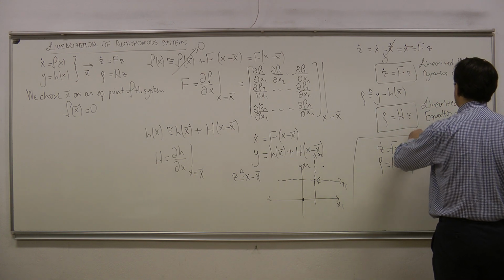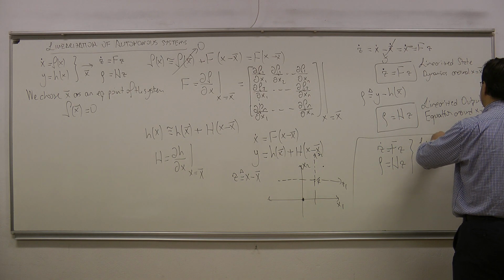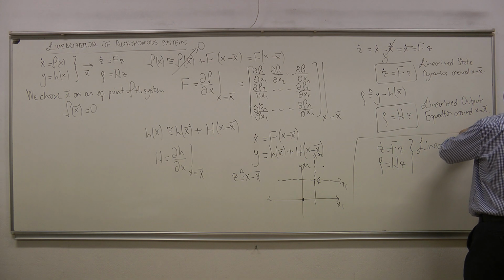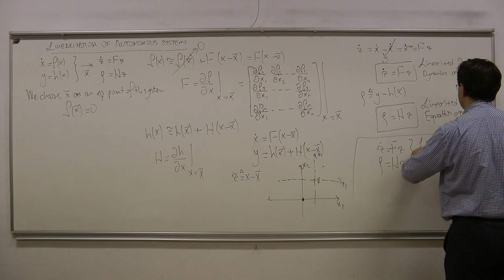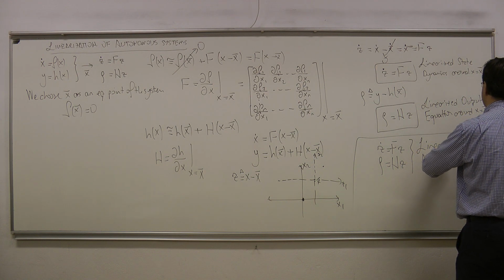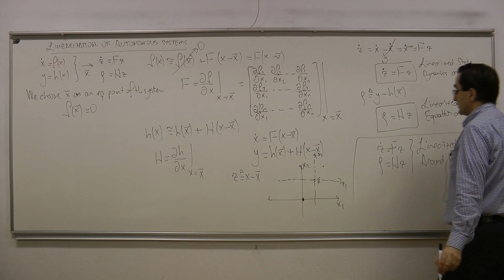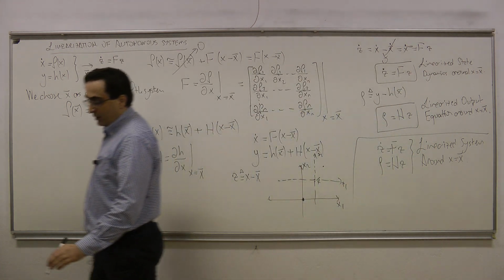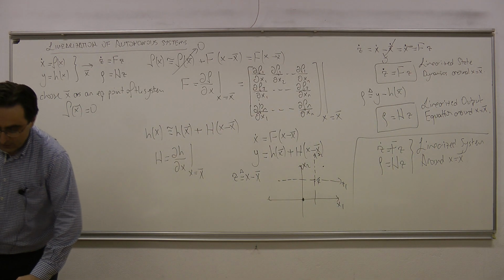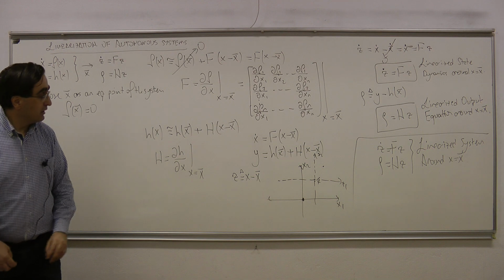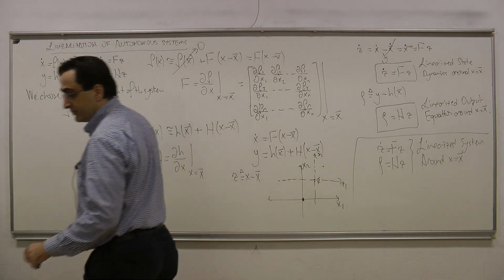So this is linearized system around x equals x bar. Okay? And that completes our analysis. Now we're actually ready to solve some examples.